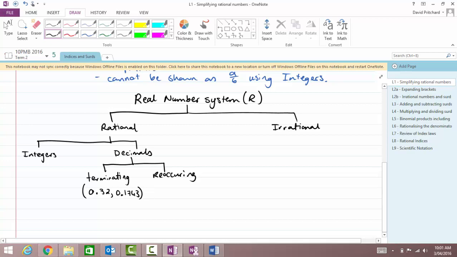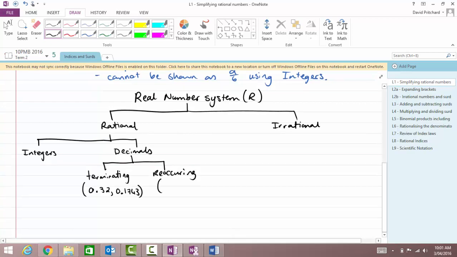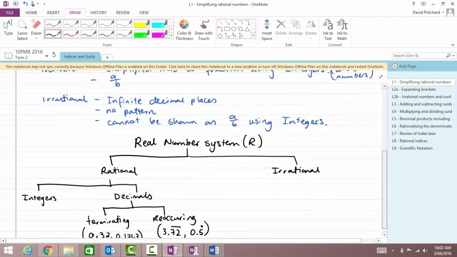Now, reoccurring just means that there's some pattern that's reoccurring over and over again. So we normally represent it like this. 3.72 with a line over the top means that that 72 is repeated over and over again. So 3.727272 and so on. Or 0.5 reoccurring like that. All of these can be manipulated to put into a fraction form or a ratio form, a over b.